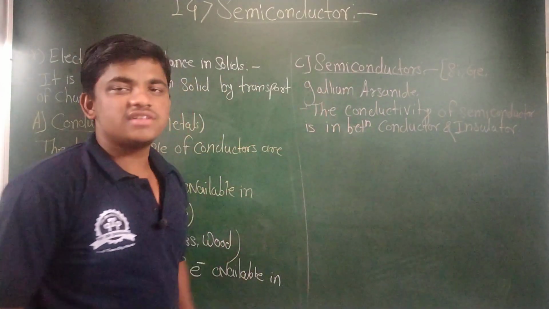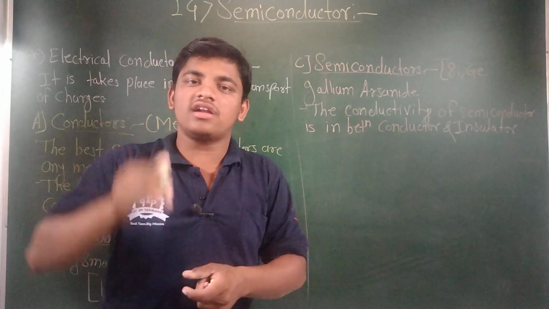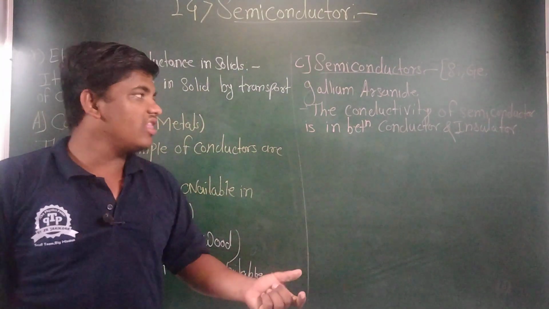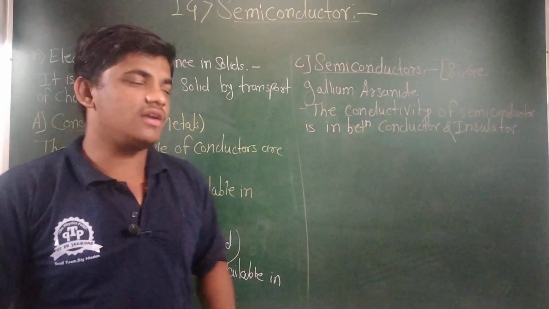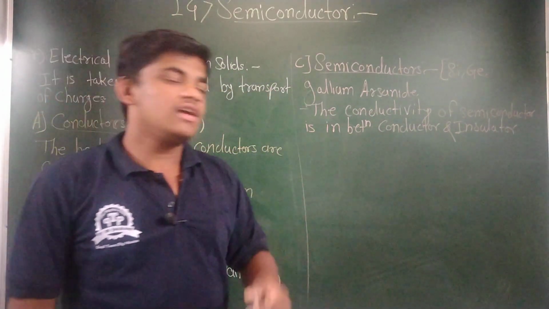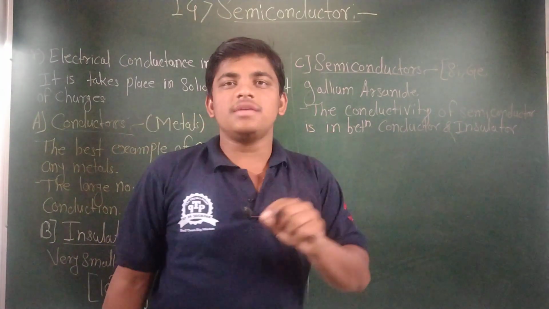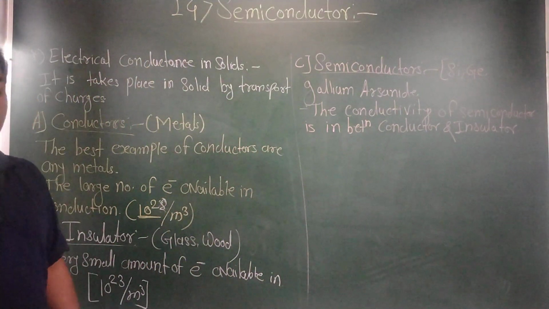The conductivity of the conductor is large, the conductivity of the insulator is very small, and the conductivity of the semiconductor is in between the conductors and insulators. Why do we take the semiconductor for study, for discussion, in physics?